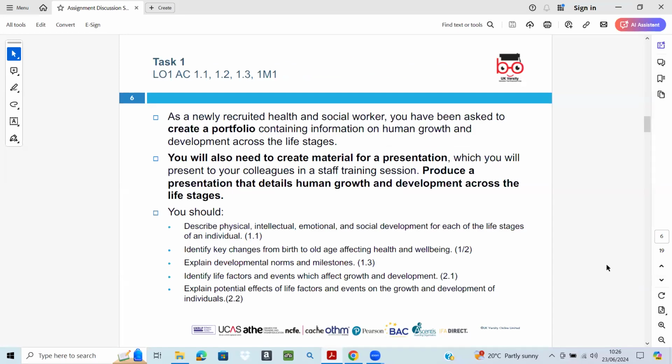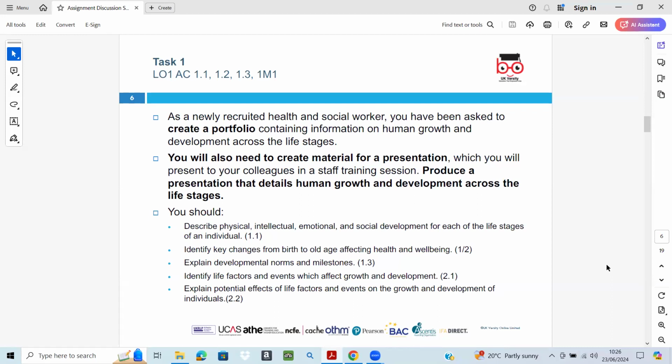Okay, so here we need to discuss task 1, which is for learning outcome 1 and the assessment criteria 1.1, 1.2, 1.3, and 1M1. Right. So, as a newly recruited health and social worker, you have been asked to create a portfolio containing information on human growth and development across the life stages.